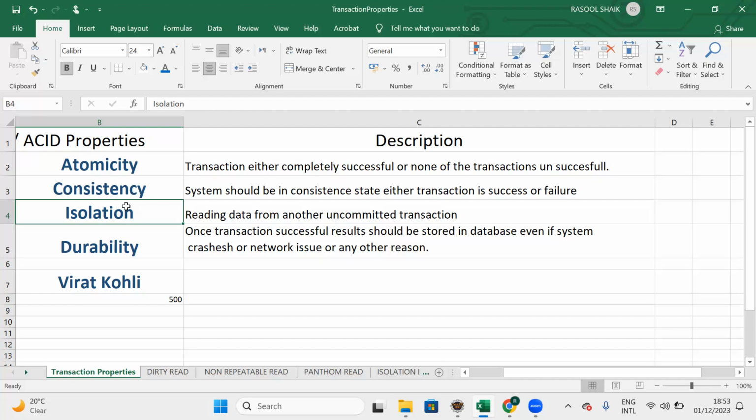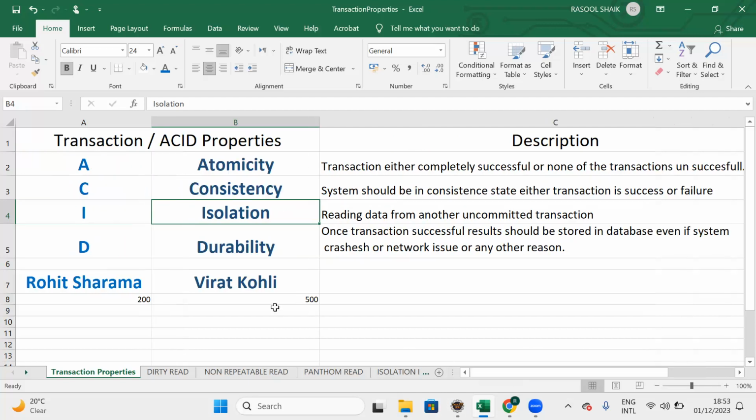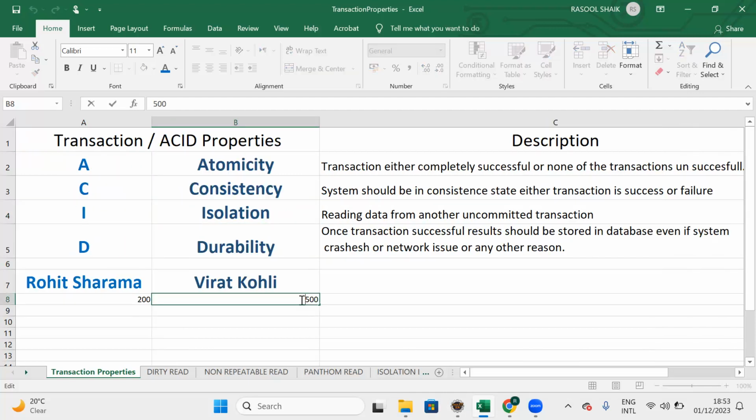Let's say Rohit Sharma is trying to transfer an amount to Virat Kohli. Somebody else is trying to access his account while he's transferring the amount to Virat Kohli. So two transactions are involved on the same account. One is trying to update the value, another is trying to read the value before the transaction is committed. That is the meaning of isolation.